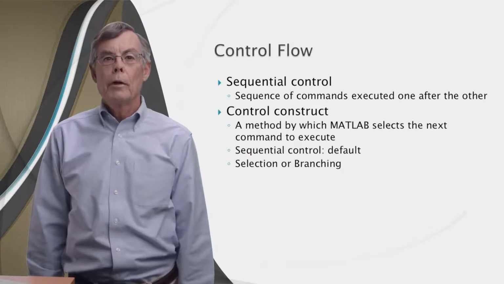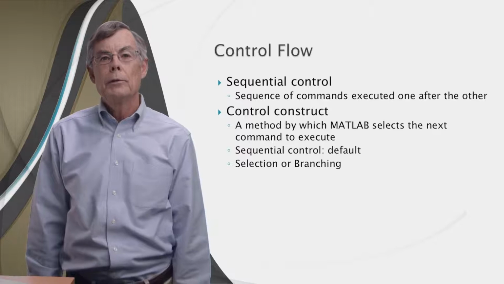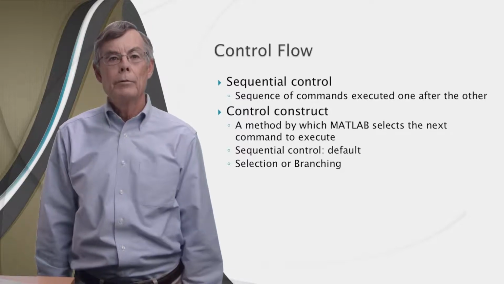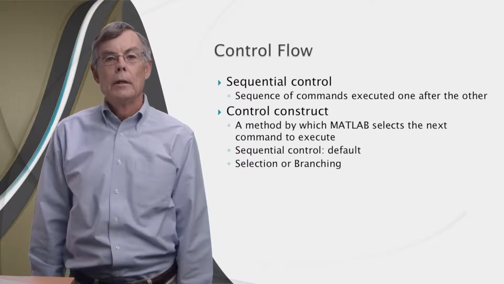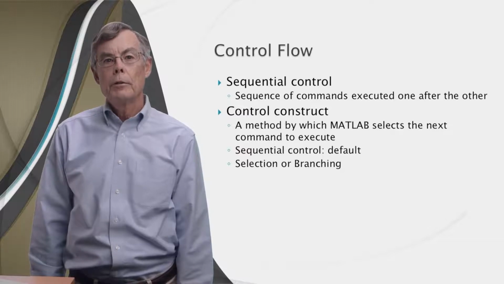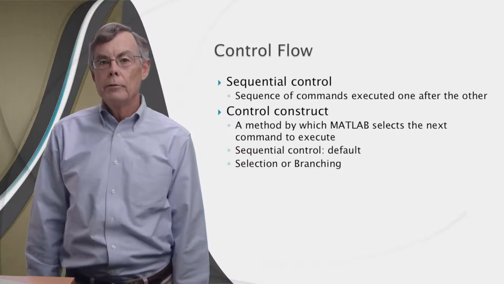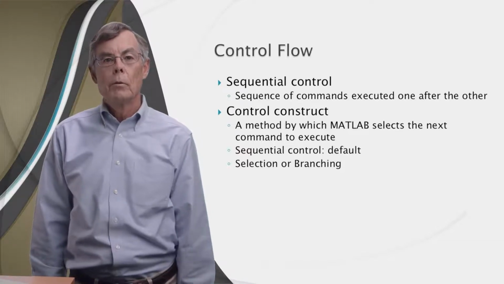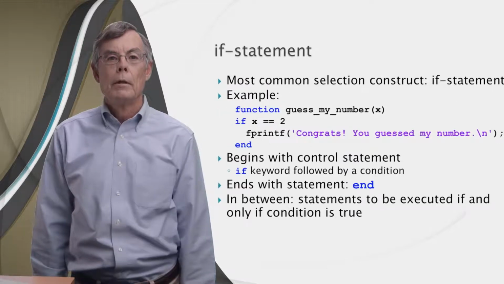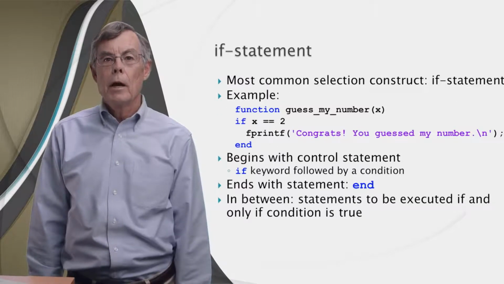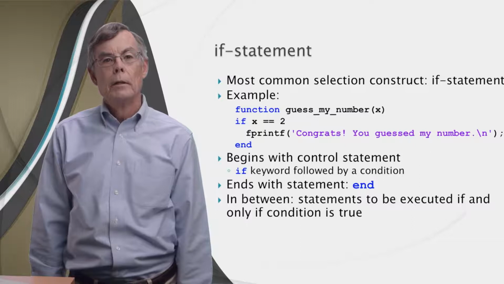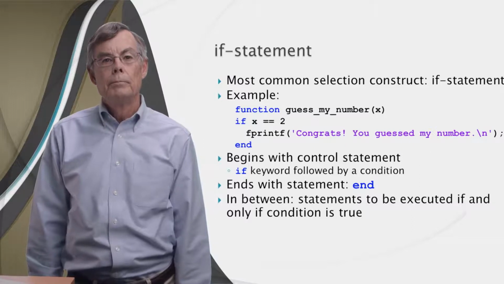and it's the primary example of a control construct. A control construct is just a method used by MATLAB to select the next statement to be executed after it's done with the current one. In this lesson, we'll introduce some constructs that tell MATLAB to select its next statement based on some condition. A construct that does this is called selection, or some people call it branching. The most common selection construct is the if statement. Let's introduce it with an example.